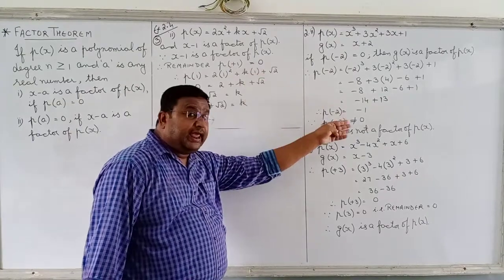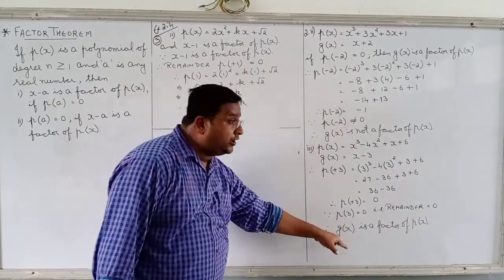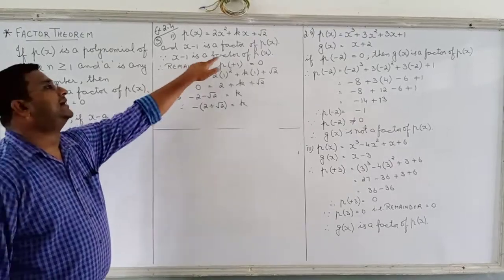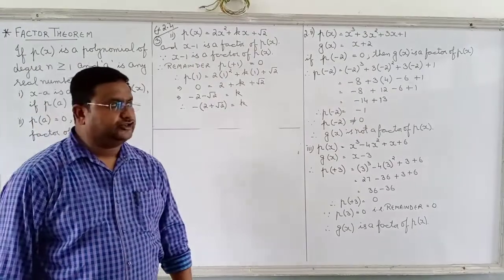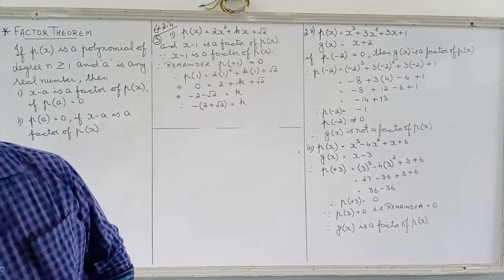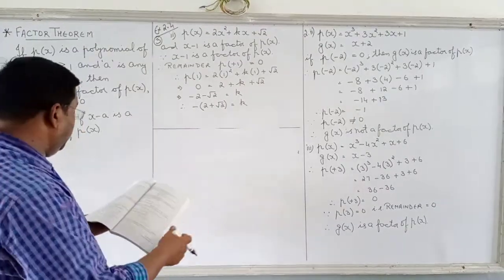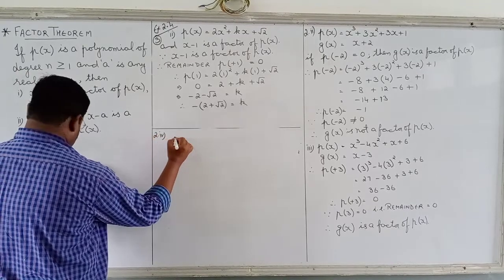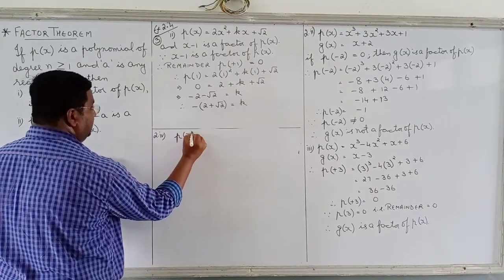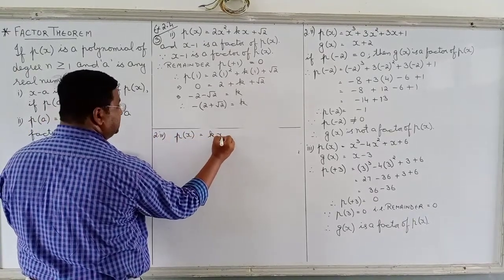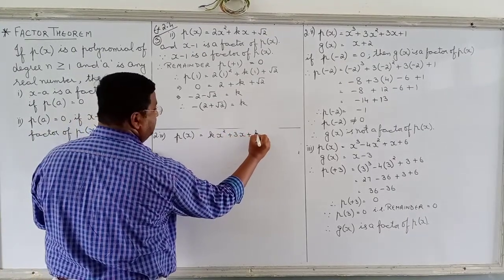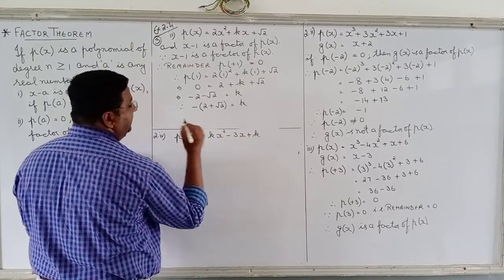Here we were checking whether the remainder is 0 or not. Here the remainder is 0 because it is a factor according to your question. Clearly stating that it is a factor. Another one, if we talk about, say, the fourth one. P of x is equal to kx square plus 3x plus k. Sorry, it is not plus 3x, it is minus 3x.